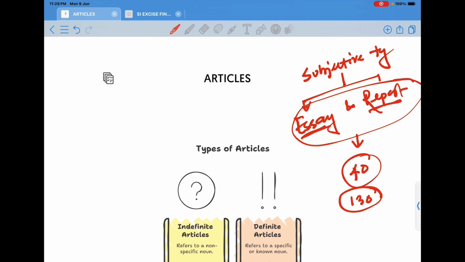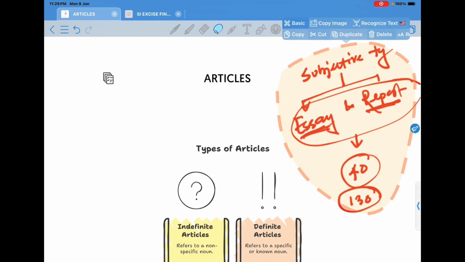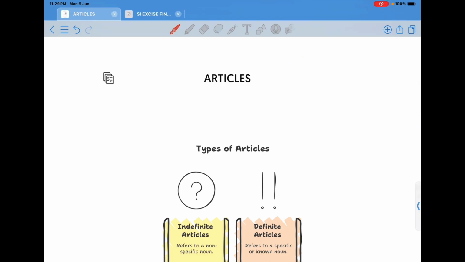If you don't practice now, if you don't work on essay and report writing now, then doing these classes early is of no benefit, it is of no use. So you start practicing essay and report writing. Essay and report writing consist of a total of 40 marks, right?